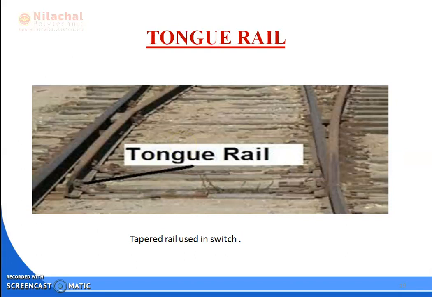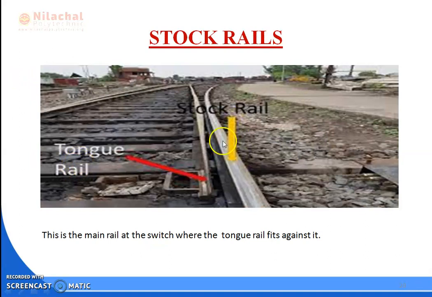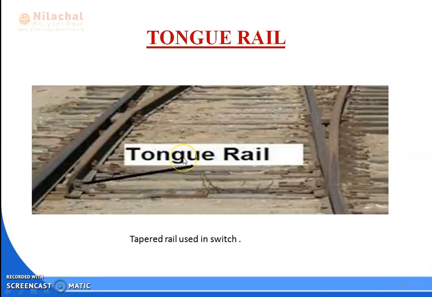Okay, so next one is the tongue rail. So see here, this is the tongue rail. In the previous slide also you saw the picture that it is the tongue rail which is provided inside the main rail. Okay, so tongue rail means what? A tapered rail used in the switch. Switch means when it is connected with the main rail, then the train can easily change their track. So it lies between the two stock rails. Here the two stock rails, the main lines, are provided, and the tongue rail is provided inside or between the two rails.